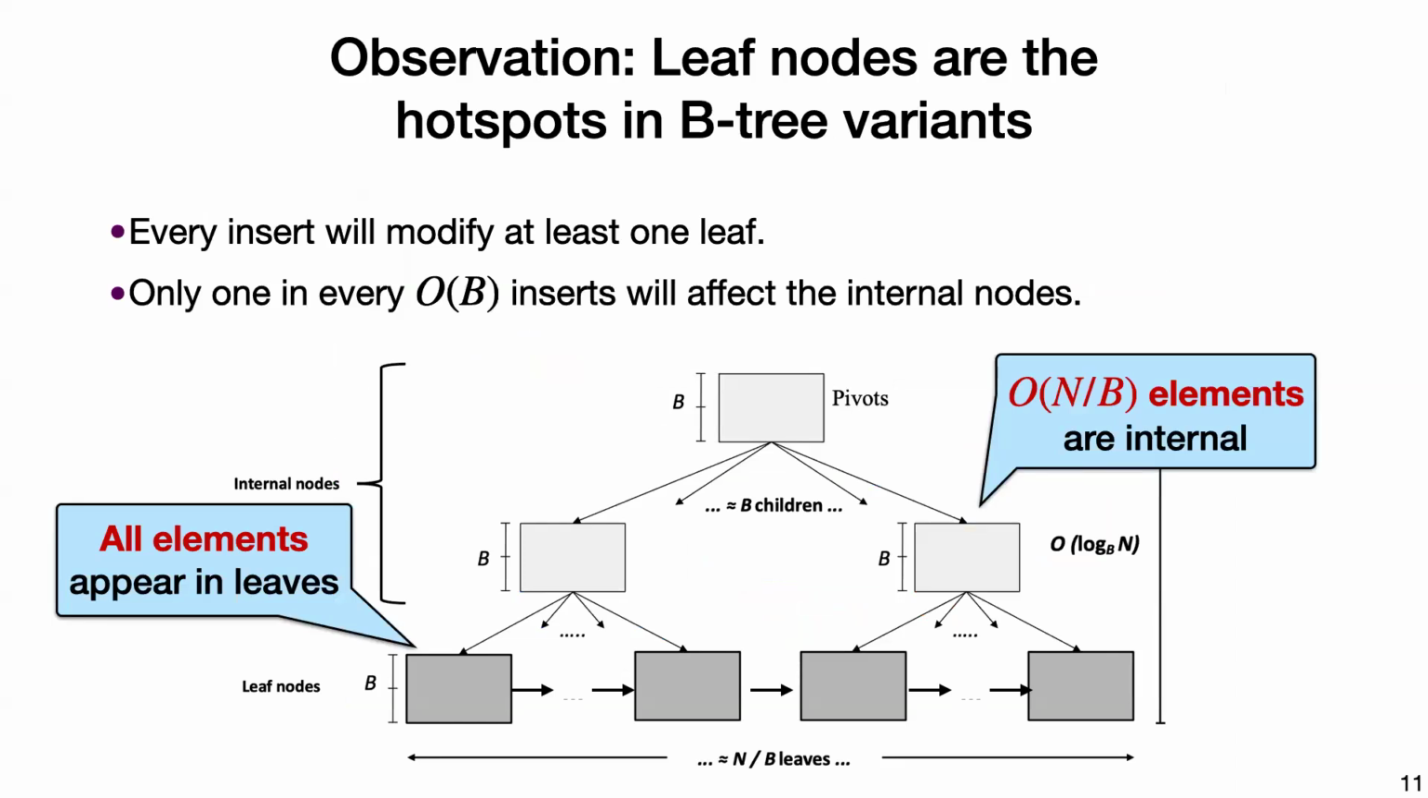So the observation is that we should focus on the leaf data structures, because every insert modifies at least one leaf, but most inserts do not go up. So it matters less what you do up here. It mostly matters what you do down here because it's the bottleneck. And all the elements appear in the leaves, so you always have to touch at least one.